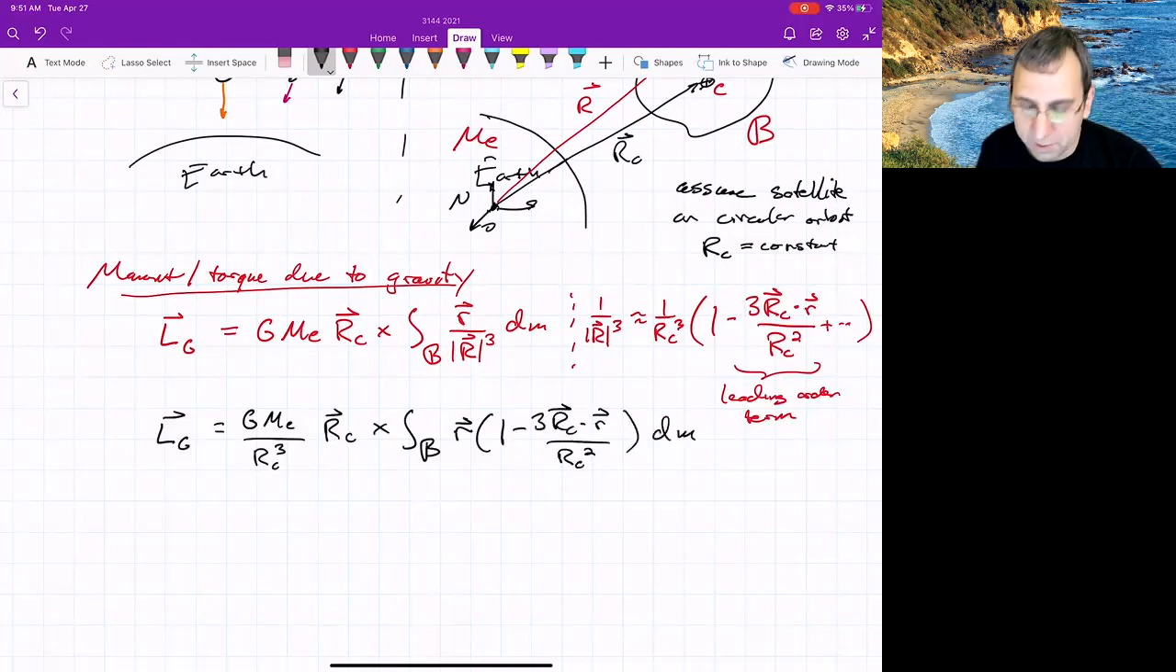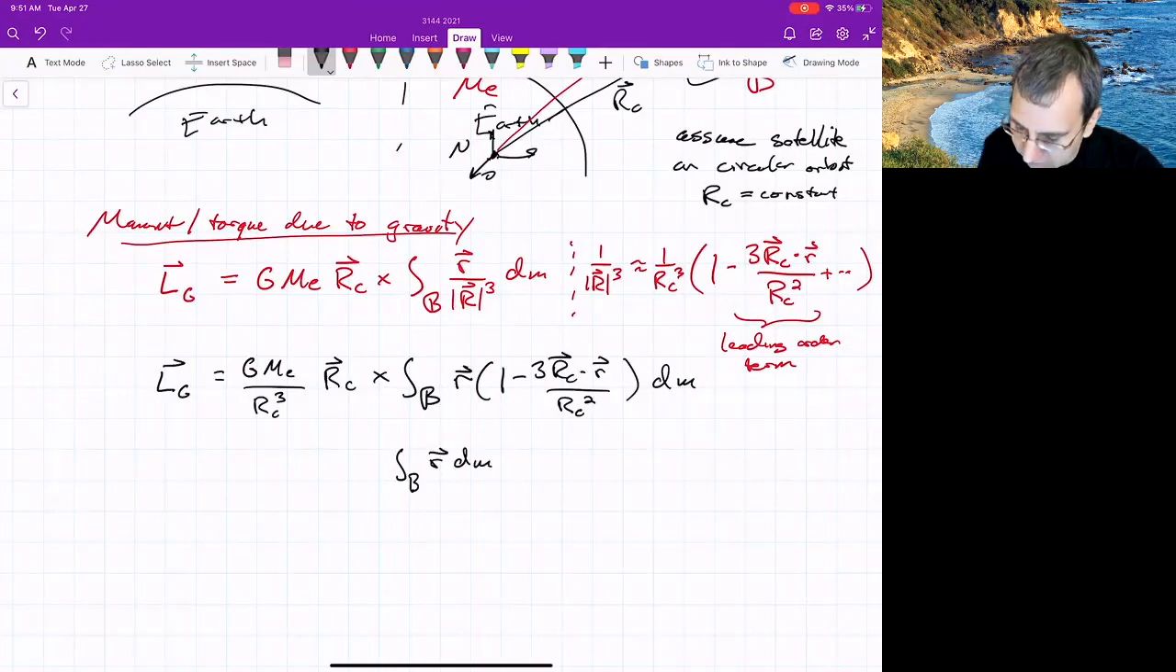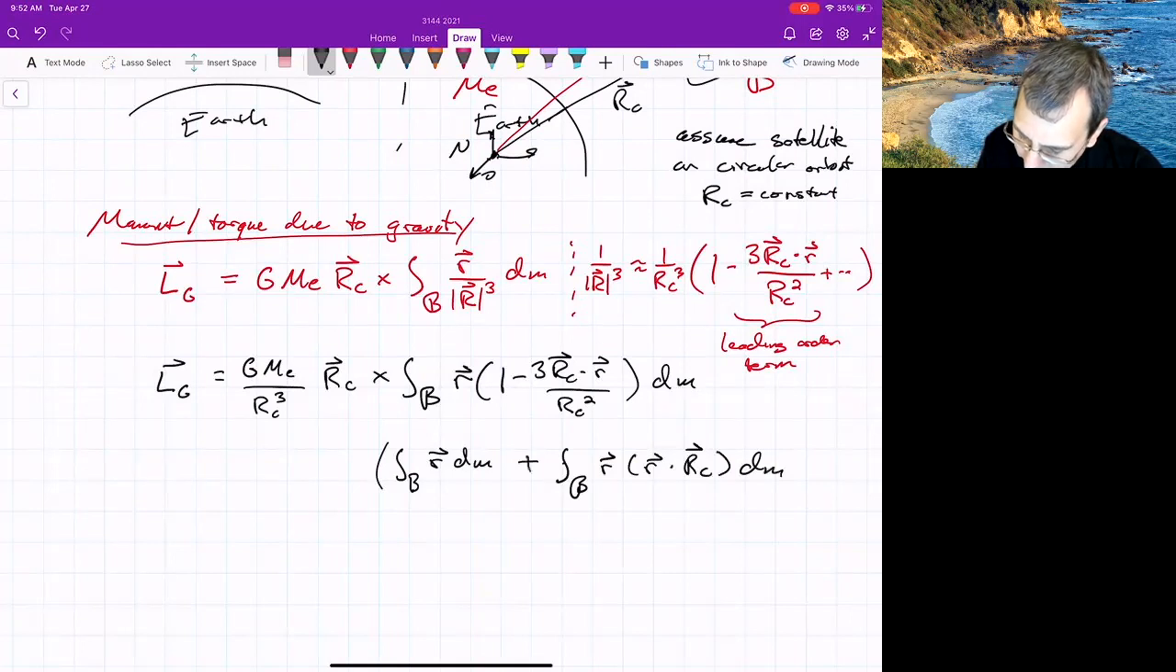That's to leading order. Now, if we break up this integral, the first part of the integral is going to be the integral of r dm, and then the second part will be minus the integral of little r, r dotted with R_C, dm. Maybe I'll do a plus and then put the minus inside that integral term. So this is to sort of expand it into its two parts.